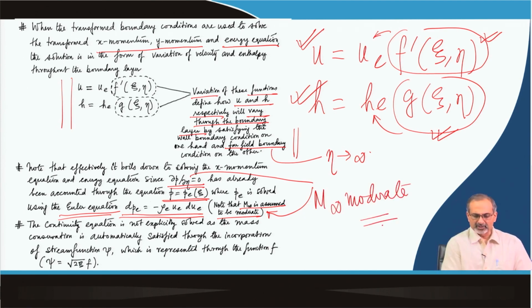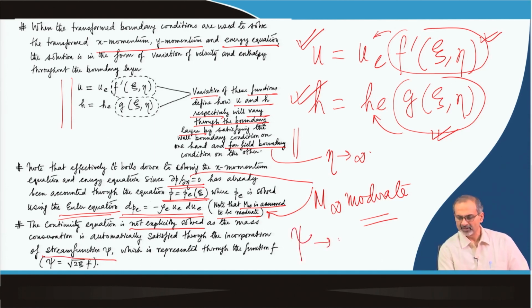The continuity equation is not explicitly solved, as the mass conservation is automatically satisfied through the incorporation of stream functions. So, the moment you define the stream function, the mass conservation is automatically ensured.